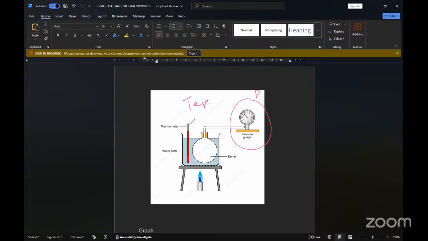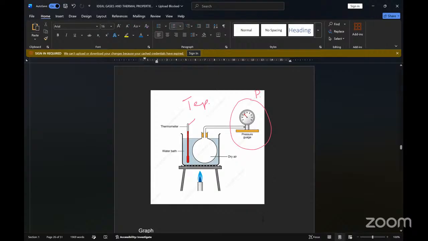Because there will be a question, and they will draw something like this and tell you what kind of experiment or which law is being investigated. So when you are given something like that without any indication, look for the apparatus in the diagram. This one is the pressure gauge, this is temperature, and therefore this is Gay-Lussac's law.